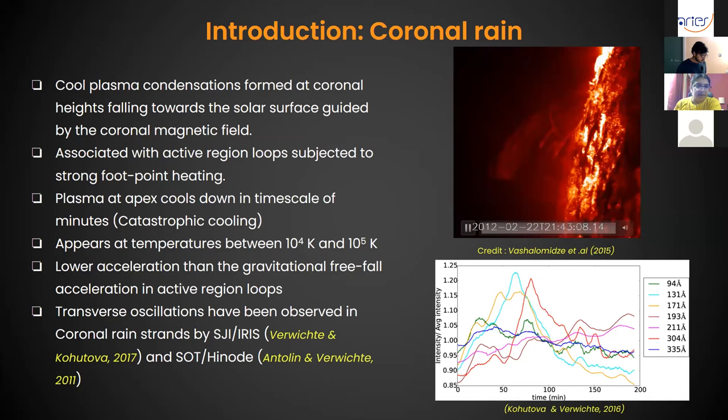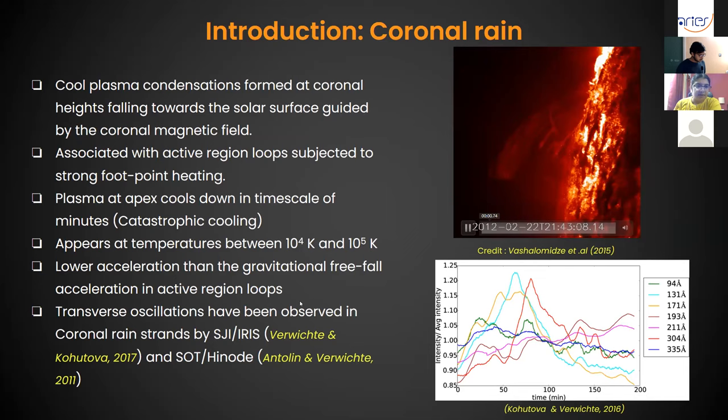After strong foot point heating, there is plasma pileup at the loop top, which cools down on time scales of minutes due to radiative losses, which is known as catastrophic cooling. We can see in the plot below that in 304 Angstrom, which is a cooler channel in AIA, there is an increase in emission after some time.